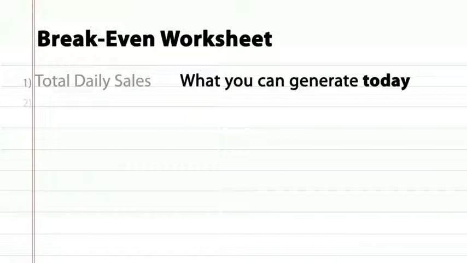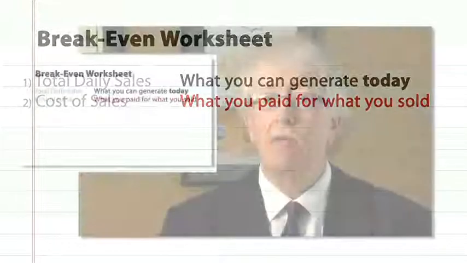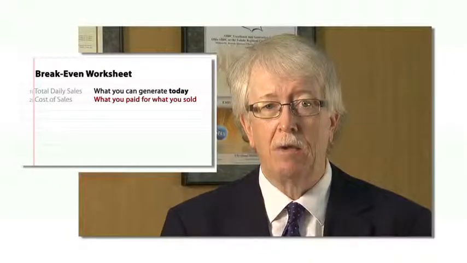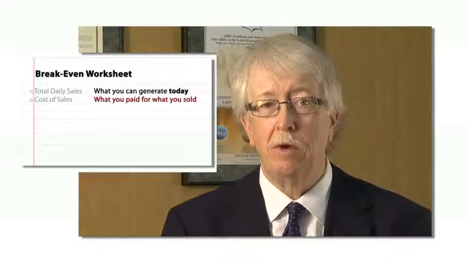Line number 2 is what your actual cost of sales were today. Cost of sales is the payment that you made to purchase the product that you sold today. So, if you paid $50 for the product and you sold it for $100, you would write $50 for every $100 you wrote in revenue.